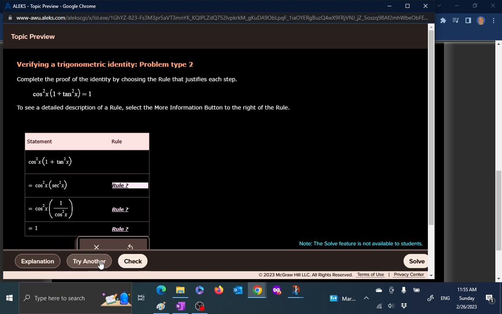Today's topic is verifying a trigonometric identity, problem type 2. Very similar to the previous set of identities we had. Now we give some role to reciprocal and ratio identities. So here we are asked to prove that cosine squared of x times 1 plus tangent squared of x is equal to 1.